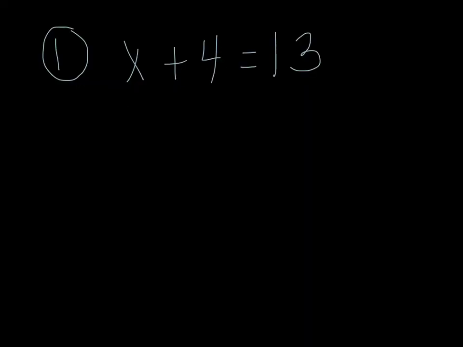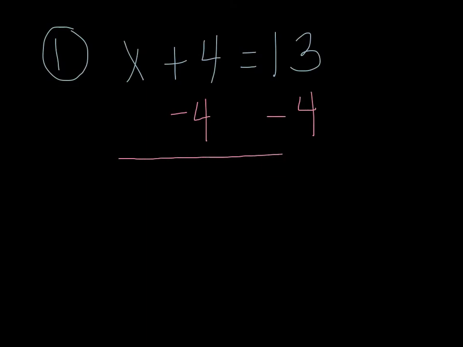Here's our first example: x plus 4 equals 13. Remember, step 1, ask yourself what operation is happening. When I look at this problem, I see that addition is happening. Step 2, what is the opposite of that operation? The opposite of addition is subtraction. So now I'm going to take away 4 on both sides. That is the opposite operation. This is step 3.